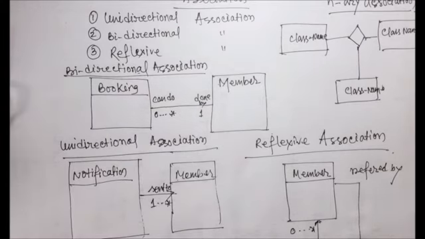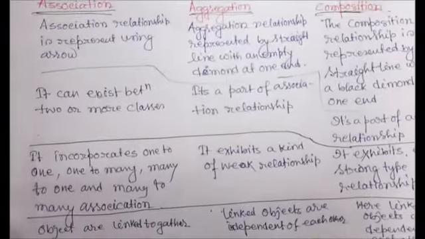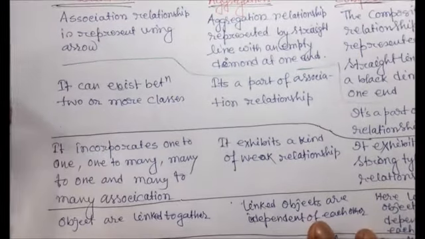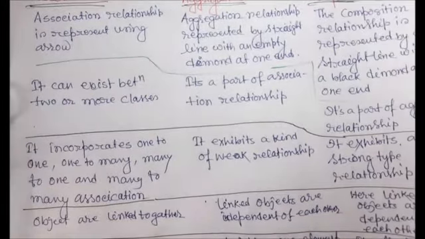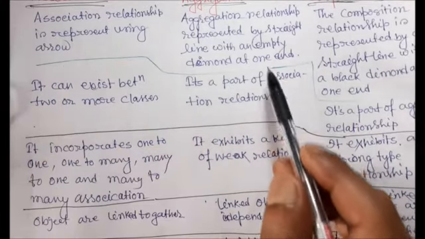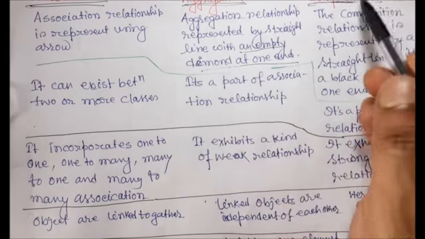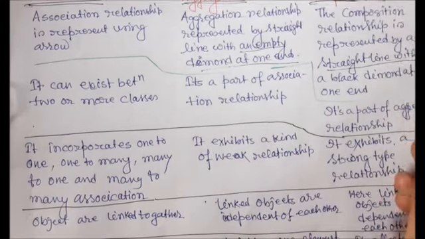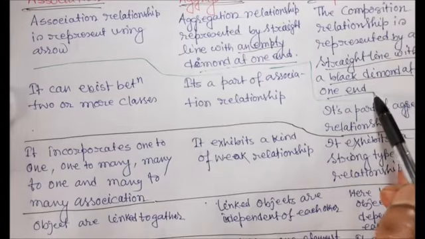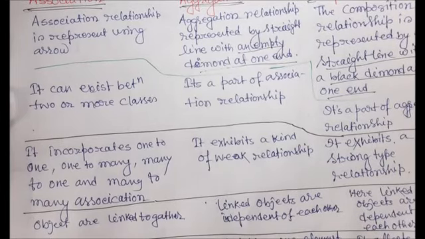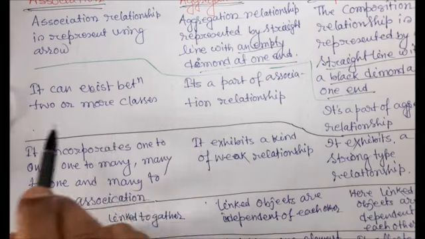Now, come to the next important topic, the difference between association, aggregation and composition. Association relationship is represented by using an arrow, as we have already seen, but in the case of aggregation, an empty diamond at one end, and in the case of composition, a straight line with a black diamond at one end. So, that is the representation of association, aggregation and composition, and it can exist between two or more classes.